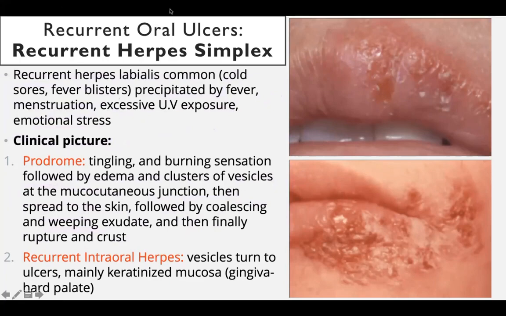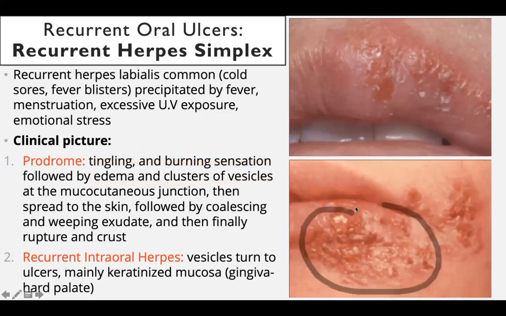Okay, perfect. Clinical picture, there will be prodrome. There will be prodrome of what? There will be tingling and burning sensation. First, there will be tingling and burning sensation, followed by edema and clusters of vesicles, local edema and clusters of vesicles at the mucocutaneous junction, where the mucosa and the skin are joined. So this junction is the mucocutaneous junction, then it spreads to the skin, going towards the skin.